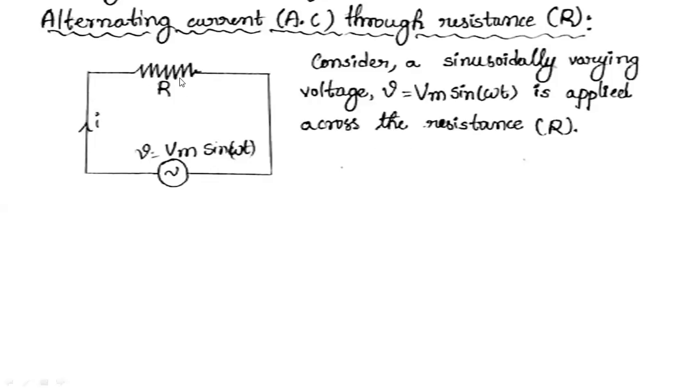I am considering the sinusoidally varying voltage. This is the symbol for a sinusoidally varying voltage, the sine wave. That AC voltage I am applying here is V equals Vm sin omega t, and I is the instantaneous current passing through the resistor.